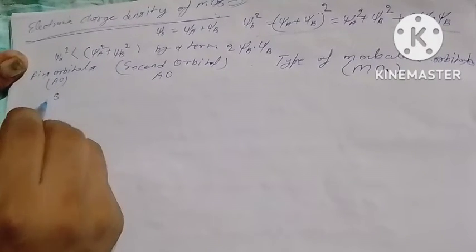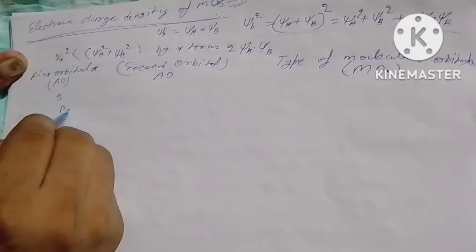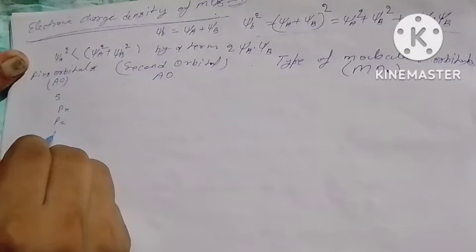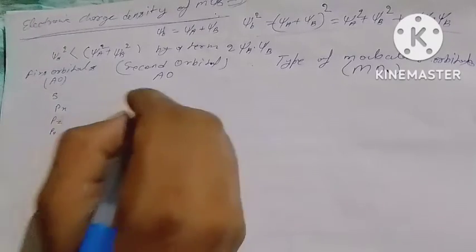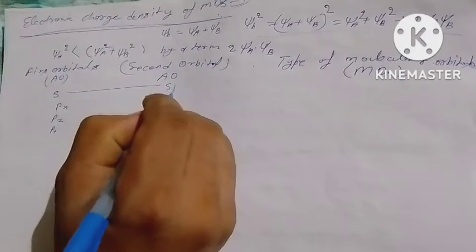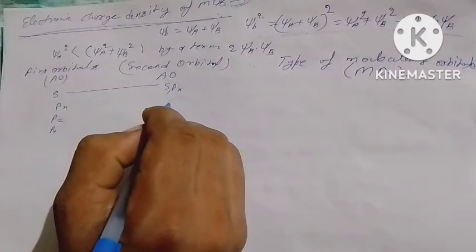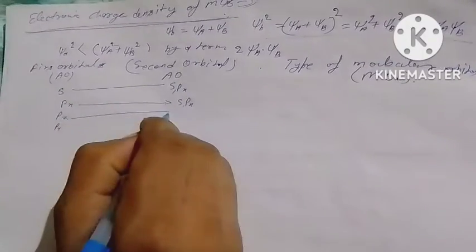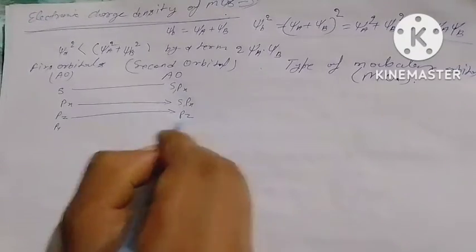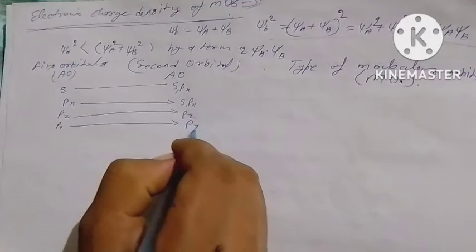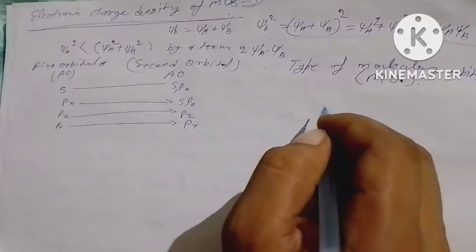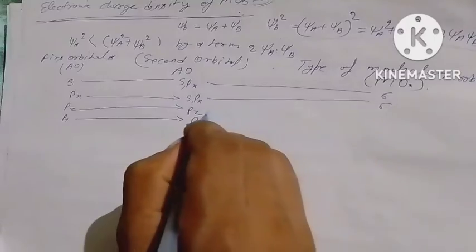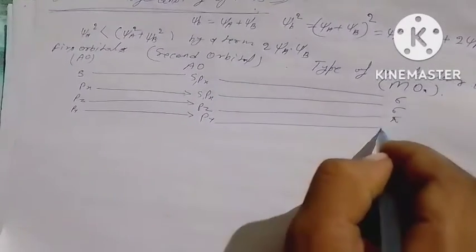S orbitals, first and second, and px atomic orbitals, pz atomic orbitals, and py atomic orbitals. That is SPX. Next is second orbitals, and next is PZ, and next is PY. Then the types of molecular orbitals: that is sigma bond, pi bond, and pi bond.